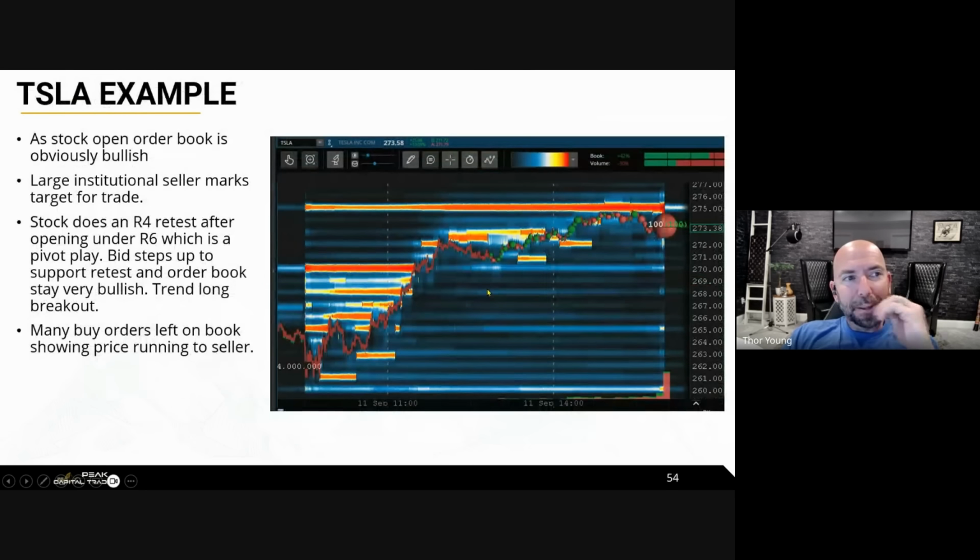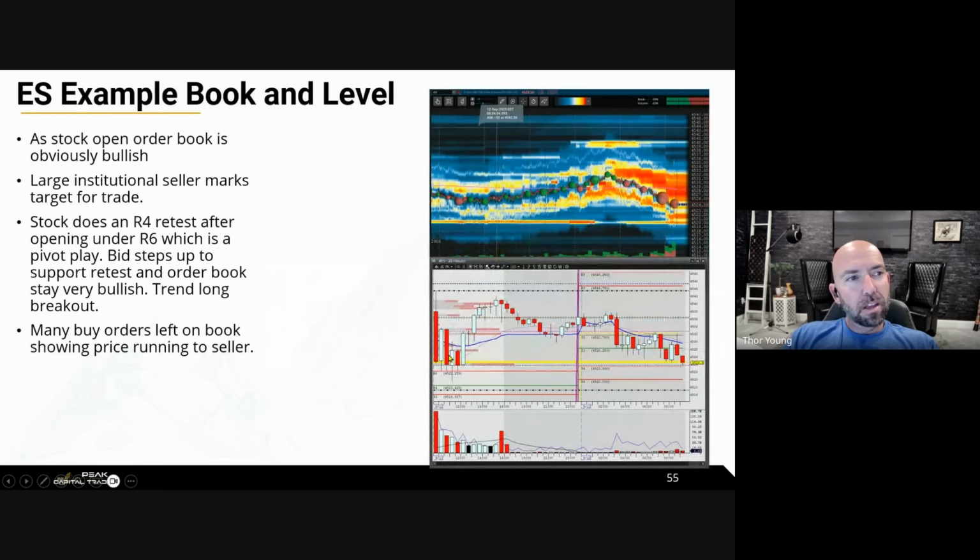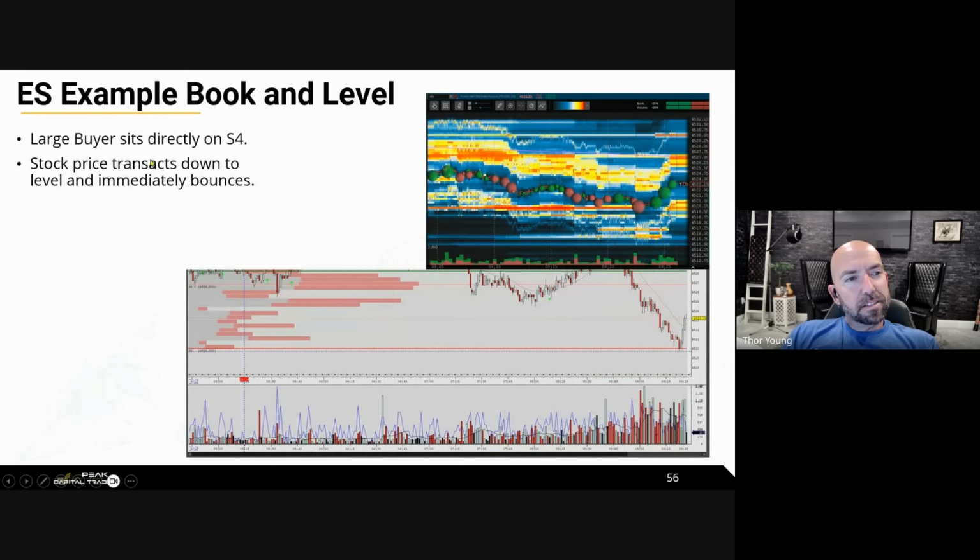So there we go. Here's a Tesla example, very similar here. Incredibly bullish order book, right? As it opened up and ran to the top side, you can see ES moving down the book to a very specific level. That level happens to be right at S4. You can see another transactional S4 here at this level. S4, look how it bounced right off of that buyer.